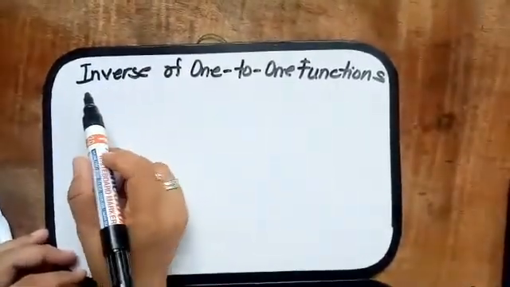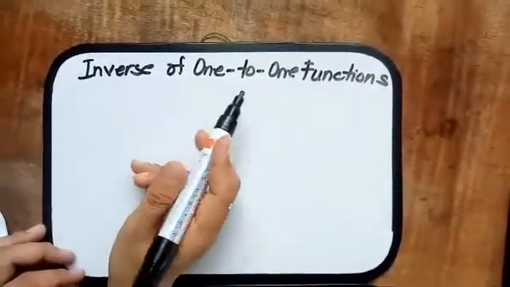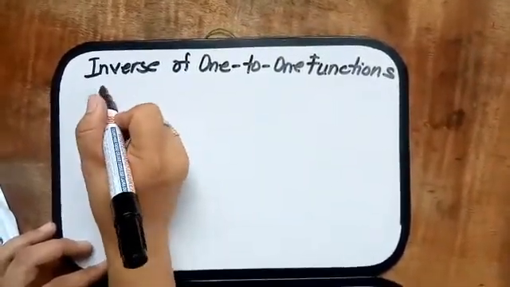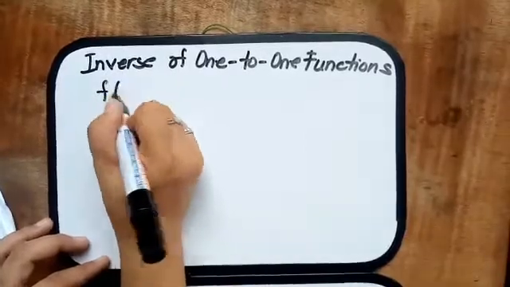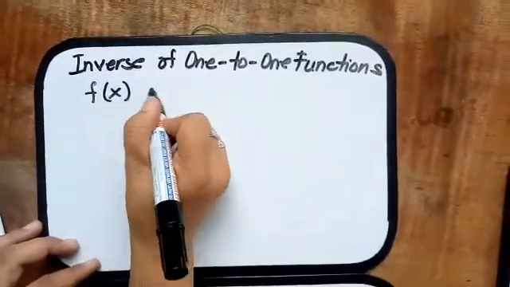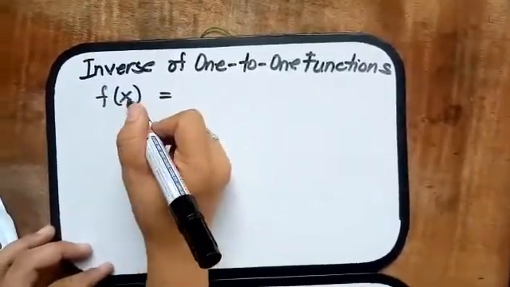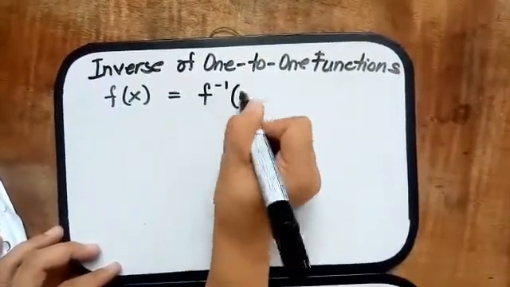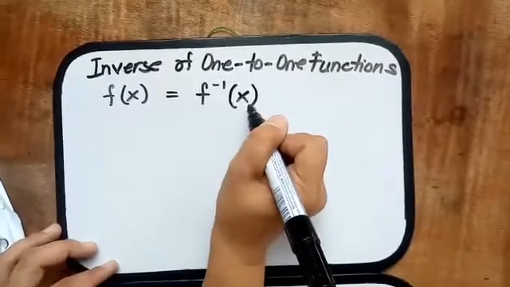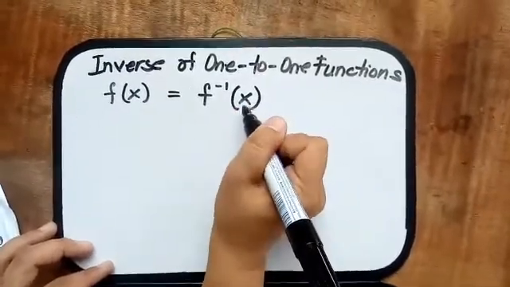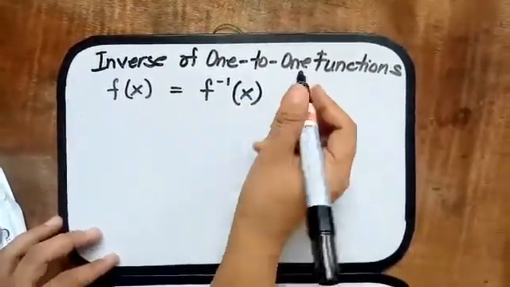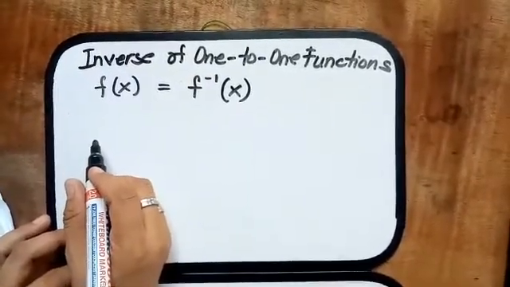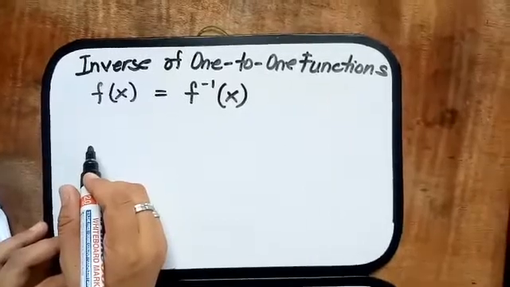Our topic is about the inverse of a one-to-one function. For the symbol of the inverse, we have f of x. The symbol for the inverse of this function is this one. This is the symbol for the inverse of f of x. There are 3 steps in finding the inverse of a one-to-one function.